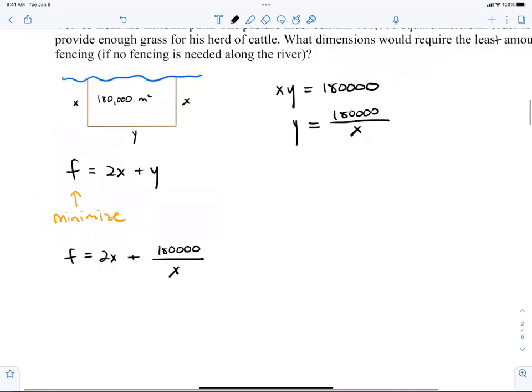Is there a rule about which one you should replace? No, you could do either, and you'll get the same result.